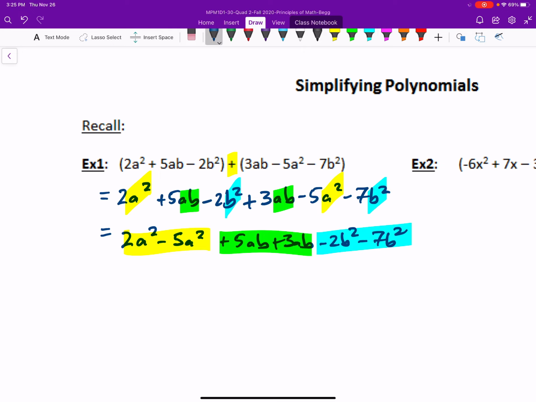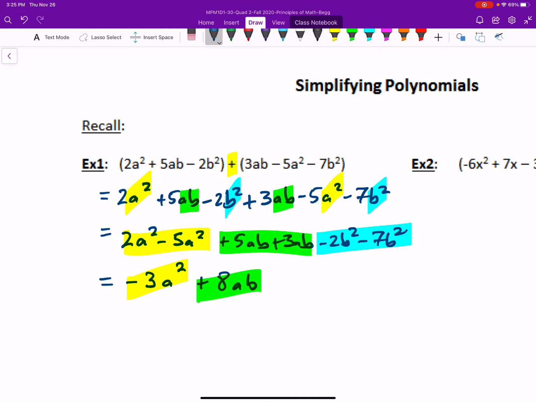I can think of those like they're three different questions, one for each color. So for the first one, the yellow question, if I've got 2 of something and I take away 5 of it, then 2 minus 5 is negative 3. Let's just think about subtracting 5 from 2. I get negative 3, and it just stays as an a squared. So that becomes this term. And then if I have the ab's, the green one, I've got 5 ab's plus 3 ab's gives me 8 ab's. So that would be what that combines down to.